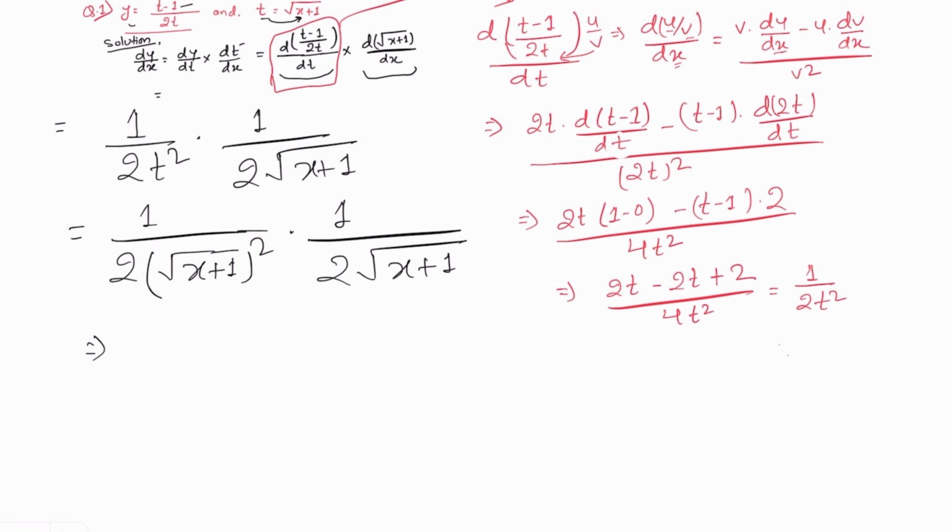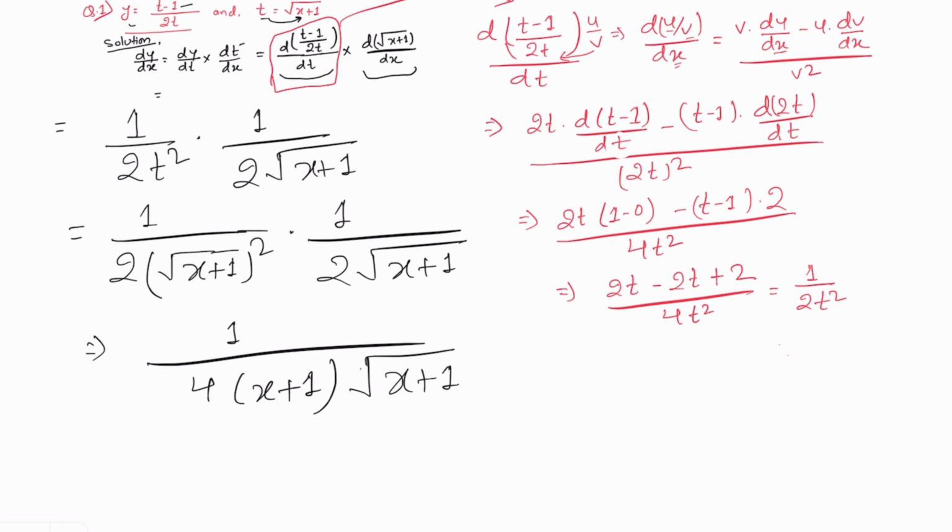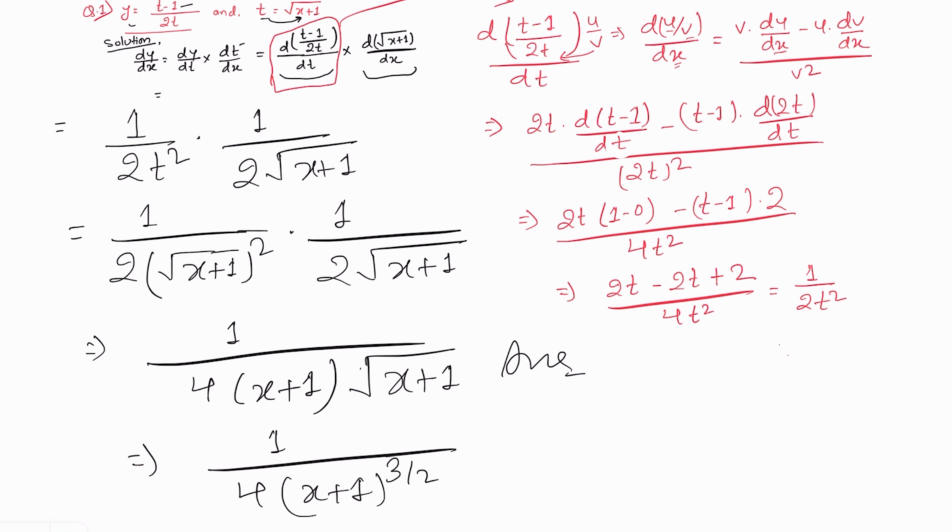Now we will multiply the expression which is present in the denominator. So we will have here 1 upon 2 times 2 means 4, (x plus 1) times root under x plus 1. So this is our answer, or you can do one more step as 1 upon 4 times (x plus 1) to the power 3 by 2, because here x plus 1 power is 1, so we can write (x plus 1) power 1 times (x plus 1) power 1 upon 2.